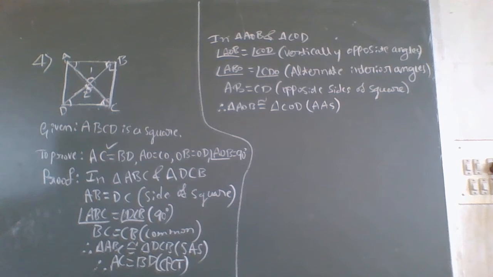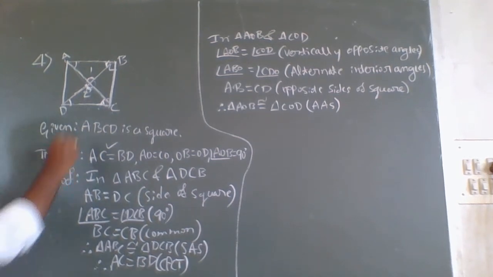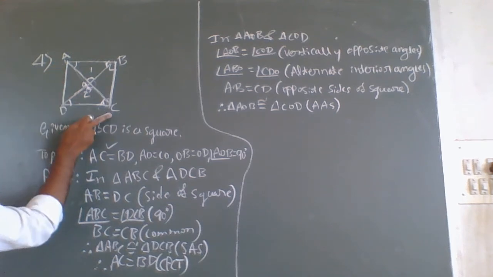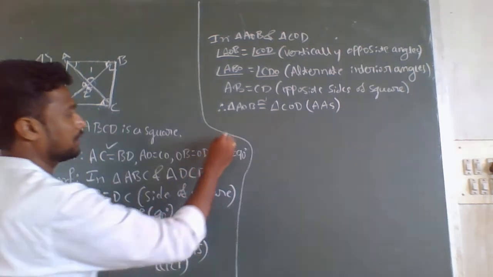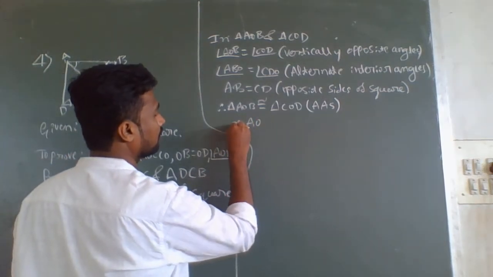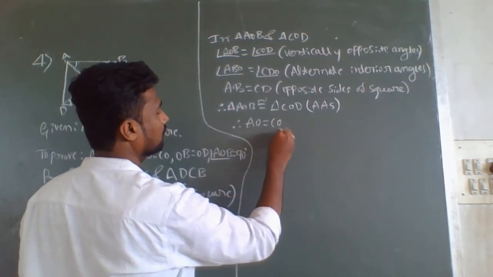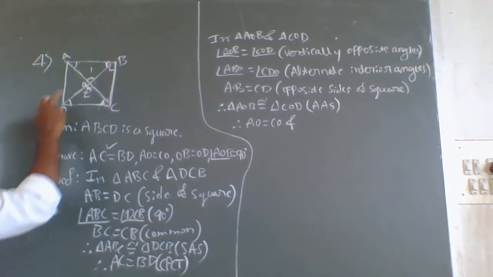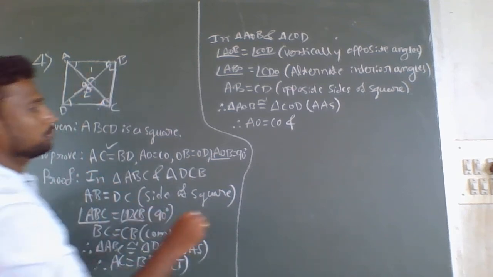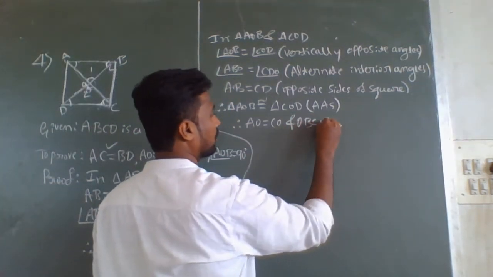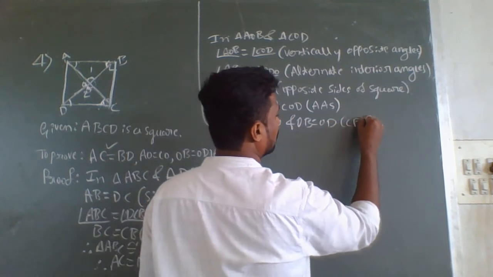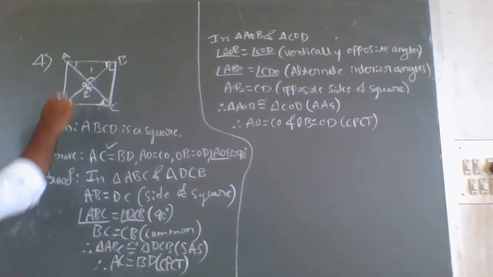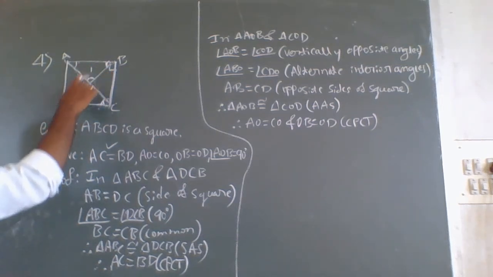Now, if these two triangles are congruent, then we can say that AO is equal to CO because of CPCT. Therefore, AO is equal to CO, and again, OB is equal to OD because of CPCT, corresponding parts of congruent triangles. Therefore, these two sides are equal and these two sides are equal.